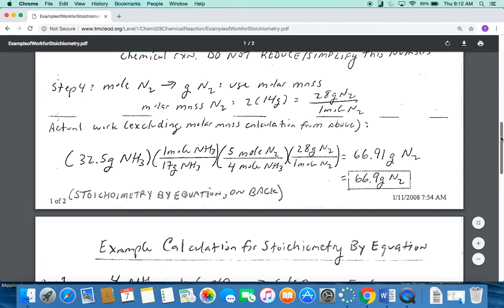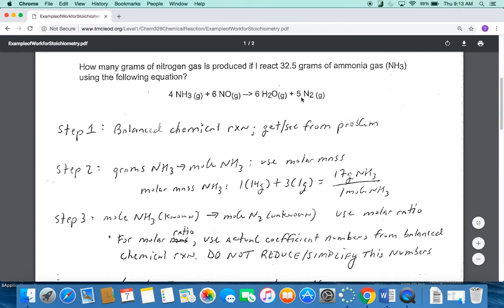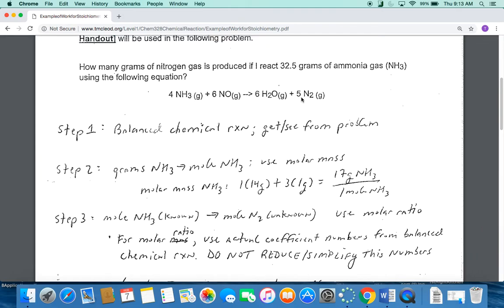So that's it. That's stoichiometry. Okay? It's basically, if there's a balanced chemical reaction or they're asking you for a balanced chemical reaction, there's a huge probability that you're doing stoichiometry.